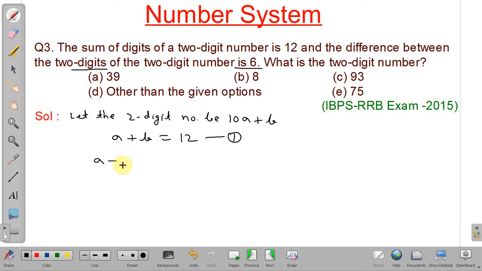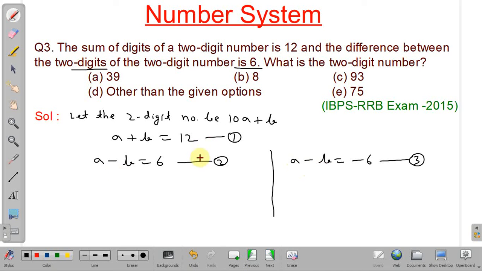When B is greater than A, it will be minus 6. So A minus B equal to 6, one case. So we will assume it equation 2. And second case, when B is greater than A, so in that case A minus B will be minus 6. This is equation 3. So when we solve equation 1 and 2, we will get one value of A and B, and when we solve equation 1 and 3, we will get another value of A and B. So both can be our answer.